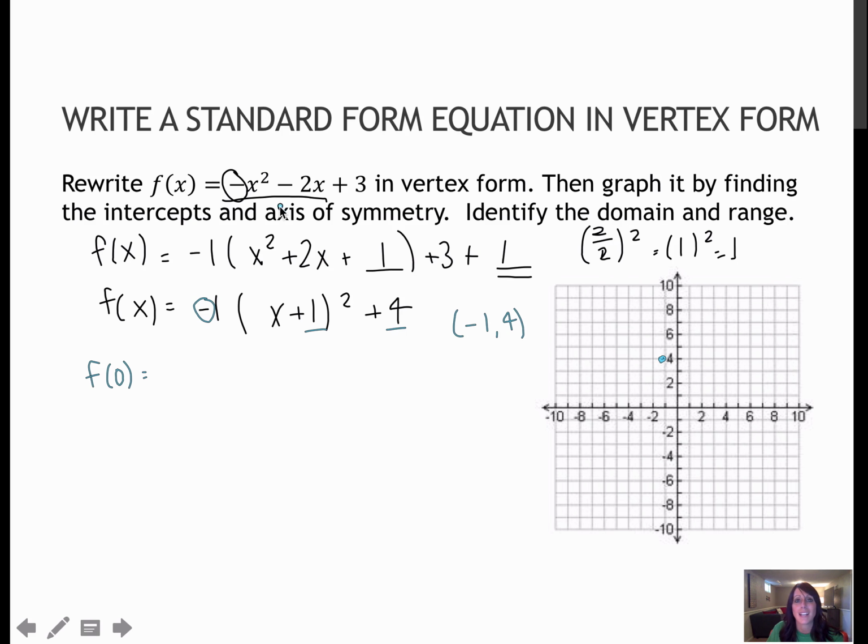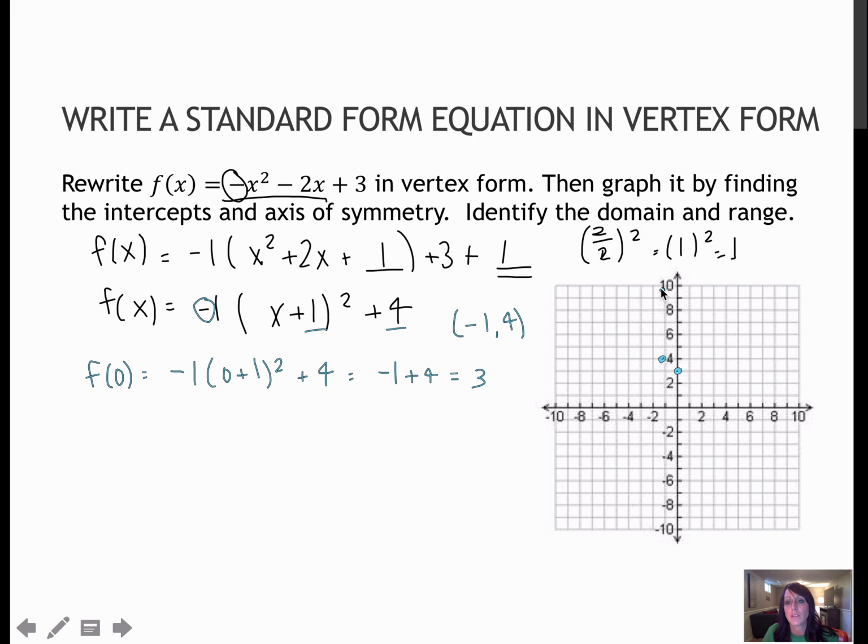And I can plug it back into either form when I do that, but I'll go ahead and use my -1, 0 plus 1 quantity squared plus 4. 0 plus 1 is 1, 1 squared is 1, but then I take it times the -1, so that's -1 plus 4, which is 3. So 0, 3.